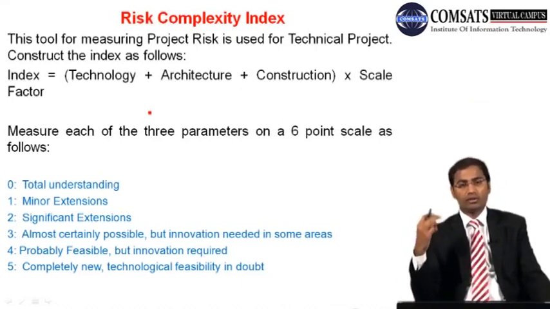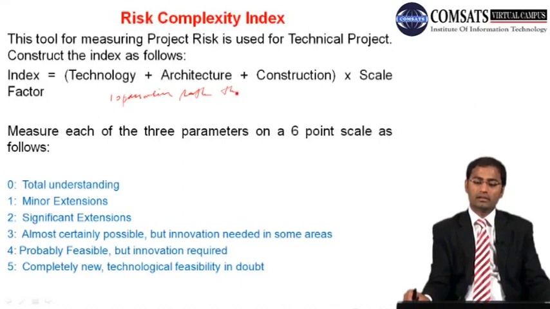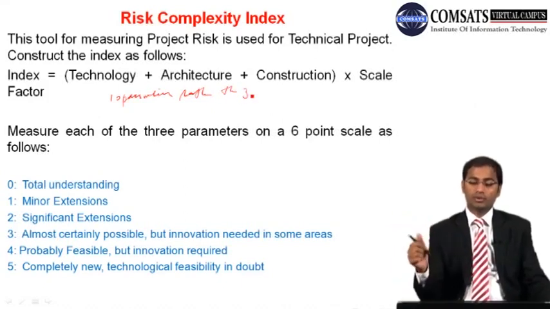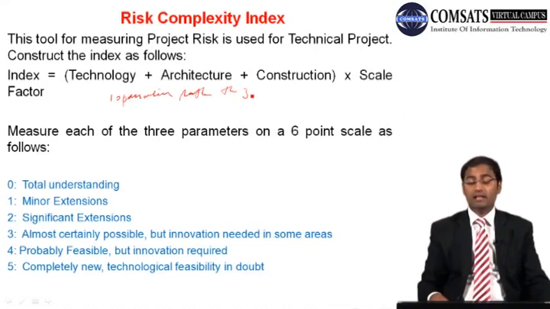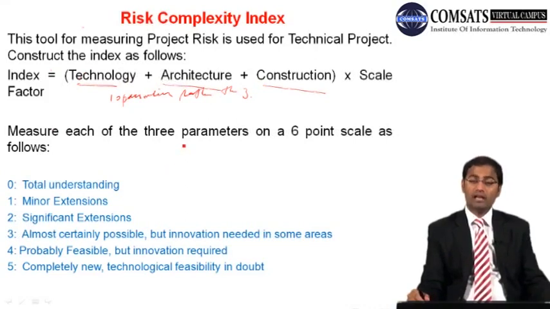So this example is considering only 3 parameters. So you may use like 10 parameters rather than the 3 we are using over there. And then that is to be multiplied by scale. So what is the scoring for each parameter, like measure each of the 3 parameters. So if these are the parameters, technology, architecture and construction, measure each parameter on a 6-point scale.